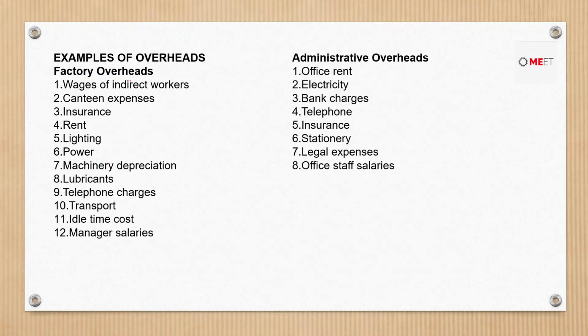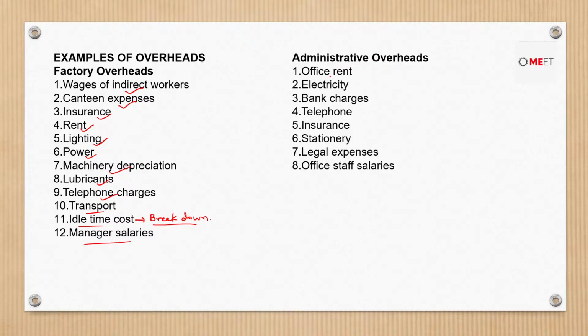Examples of overheads. Factory overheads are going to include the wages of indirect labors, canteen expenses, insurance, rent, lighting, power, machine depreciation, lubricants, telephone charges, transportation, idle time cost, especially when the breakdown has happened. So even for the breakdown, the labor has to be paid. Okay. Next is manager salaries.